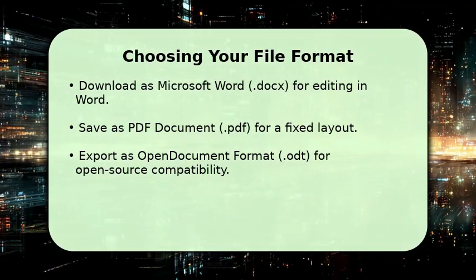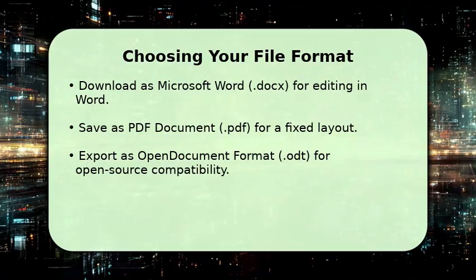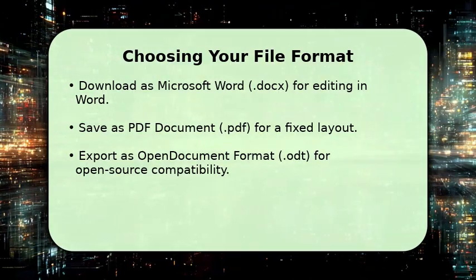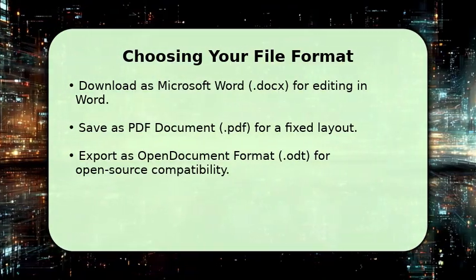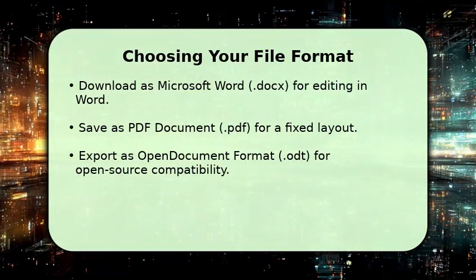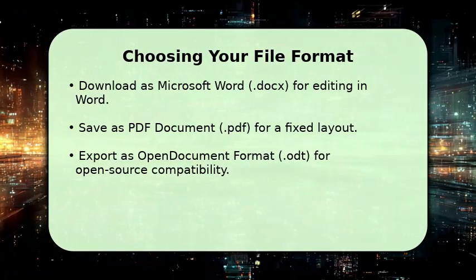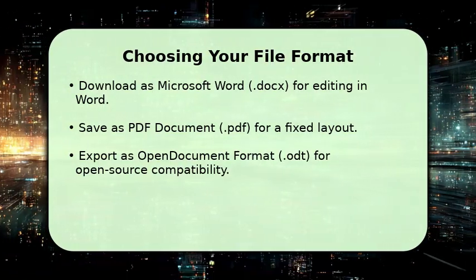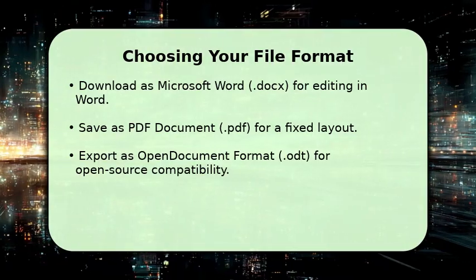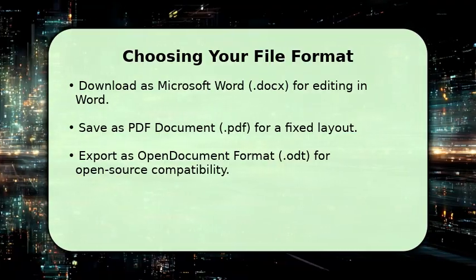When downloading, you have several versatile options. For instance, if you need to edit the document in Microsoft Word, select the DocX format. If you prefer a fixed layout for sharing or printing, the PDF document option is ideal. You can also choose Open Document Format for open source software or Plain Text and Rich Text Format for basic text files. Each format serves a specific purpose, giving you flexibility.